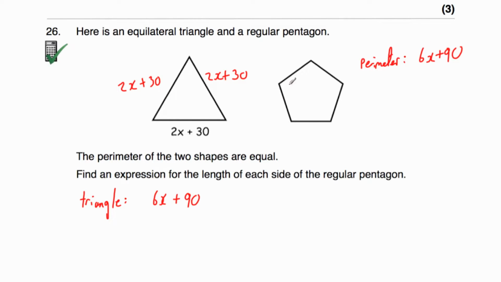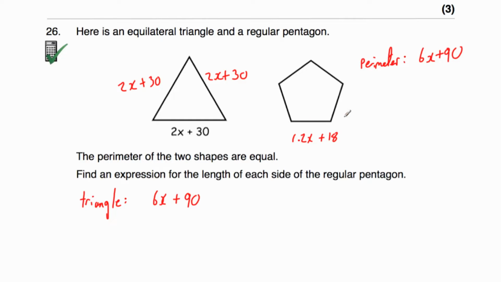Now we've been asked to find the length of each side of the regular pentagon. In this regular pentagon, all the sides have the same length because it is regular. So if we divide the perimeter by 5, we can find the length of each side. We need to divide 6x by 5, and it's a calculator question, so do 6 divided by 5 in your calculator and you get 1.2, so that'll be 1.2x. And in terms of our numbers, we're going to divide 90 by 5 as well, and 90 divided by 5 is 18. So each side will be 1.2x plus 18.